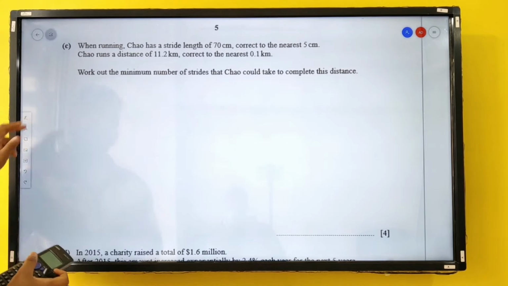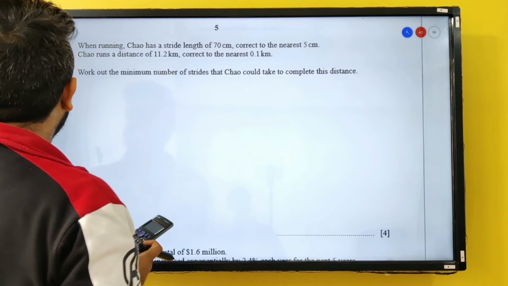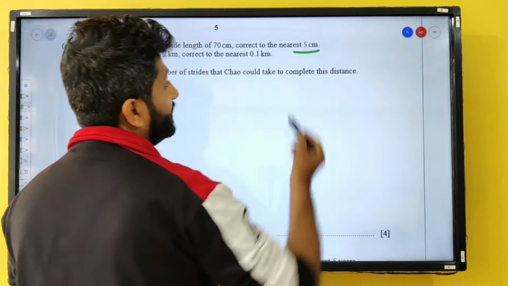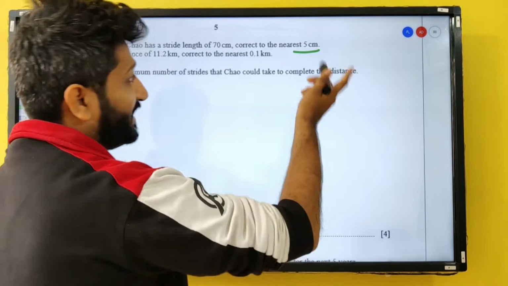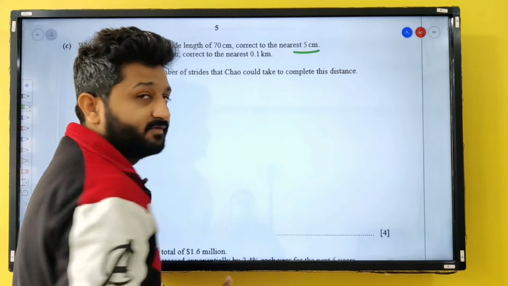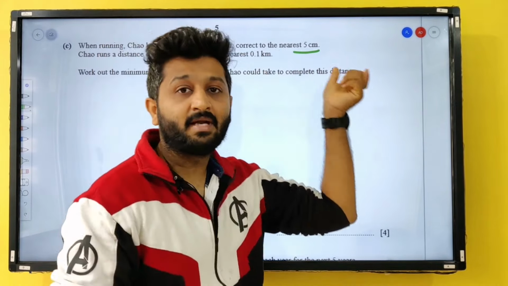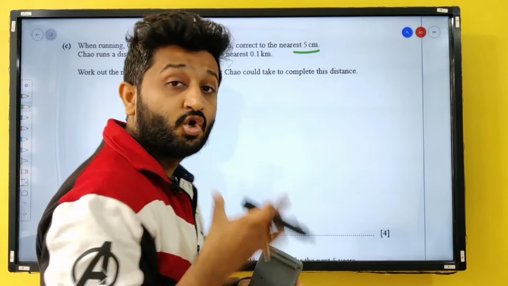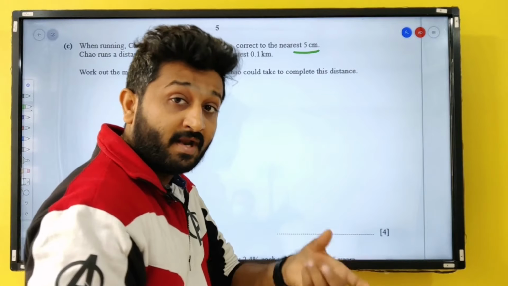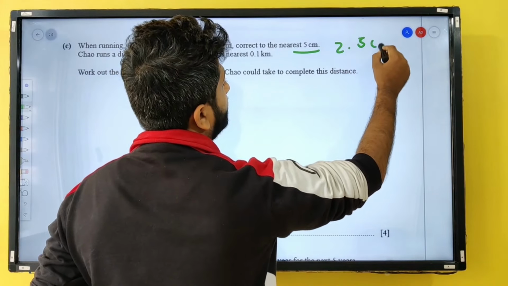While running, Chow has a stride length of 70 centimeters to the nearest 5 centimeters. Nearest to 5 centimeters means this is a question of bounds. We divide 5 by 2 because we have to split the given measurement into an upper bound and a lower bound. So 5 divided by 2 is 2.5 centimeters.